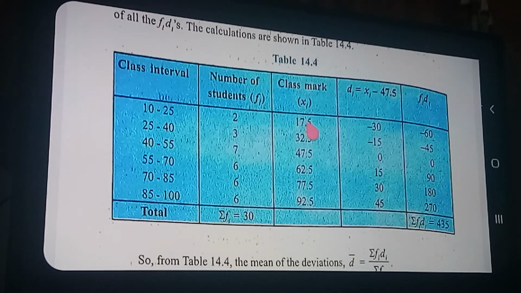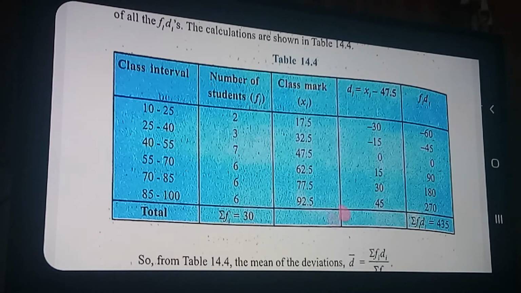So 17.5 plus 15 is 32.5. 32.5 plus 15 is 47.5. 47.5 plus 15 is 62.5, etc. That means by adding 15, the class length, you will get the next consecutive class mark. Why are we adding 15? Because here the class length is the same in all the classes. But every time the class length may not be the same. If the class length is not the same, you find it by the direct method: upper limit plus lower limit divided by 2. Clear?